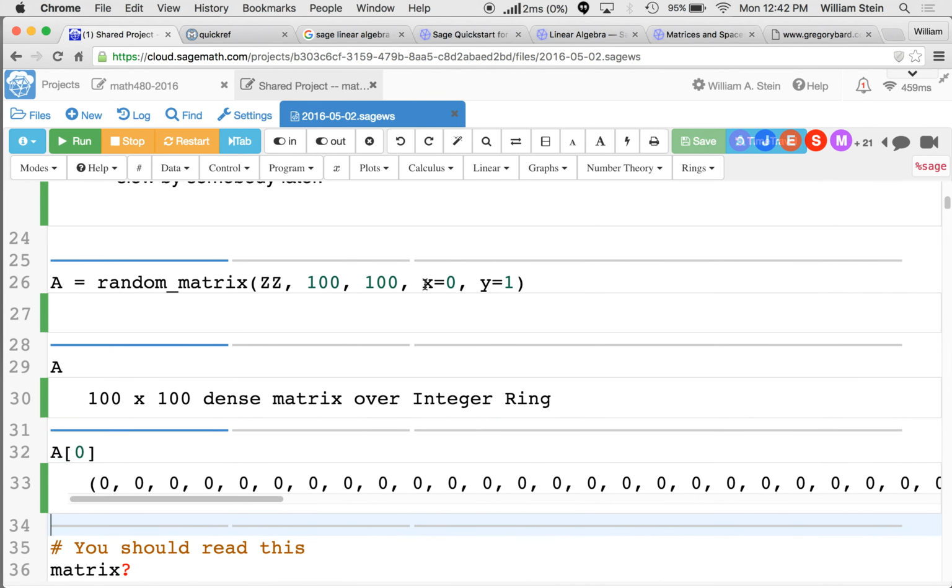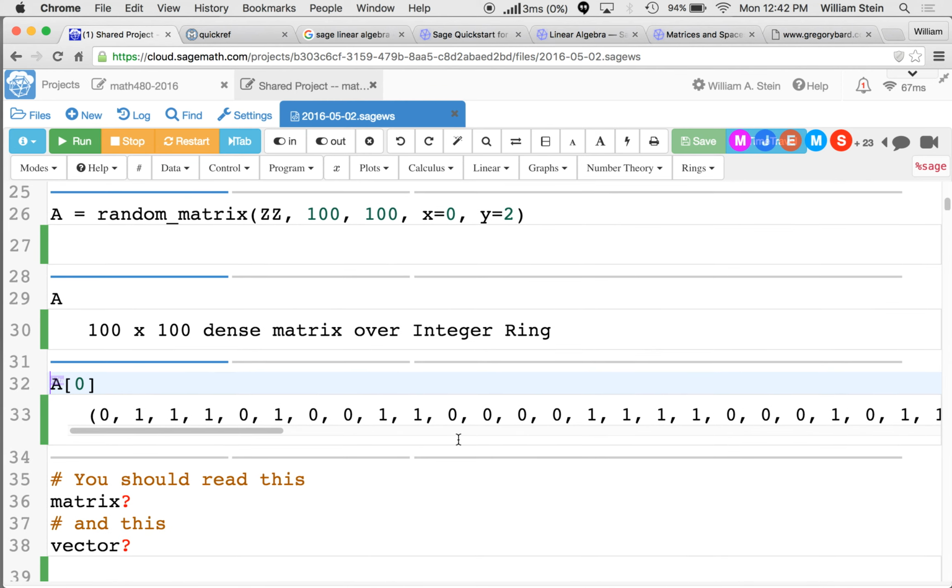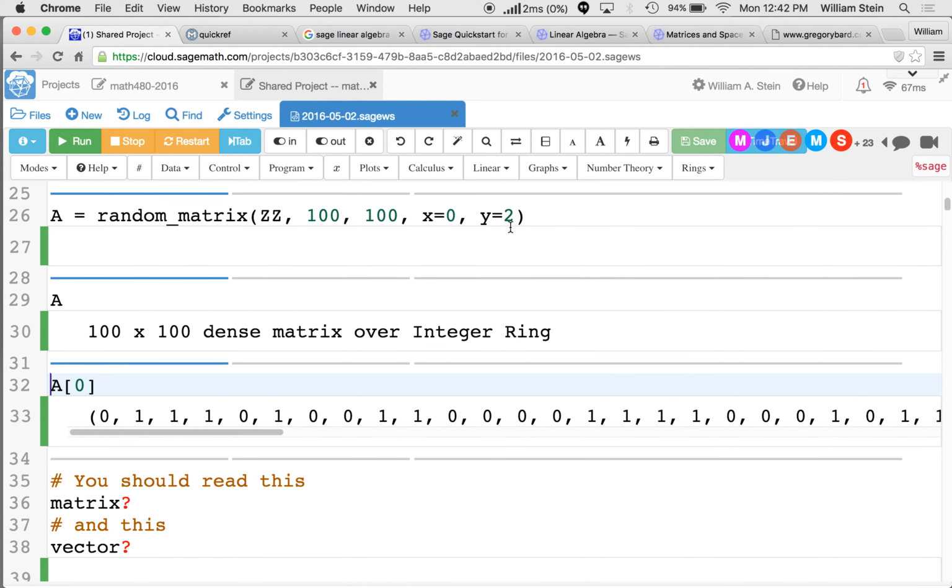Oh, the way random matrix works is it gives you a number between 0 and 1, not inclusive, just like the range command in Python. So it just chose a bunch of randoms that are all 0. So let me make this 2. Looks like Alto is about to fix it for me. Okay, so now we have a random matrix with zeros and ones. And it's 100 by 100.